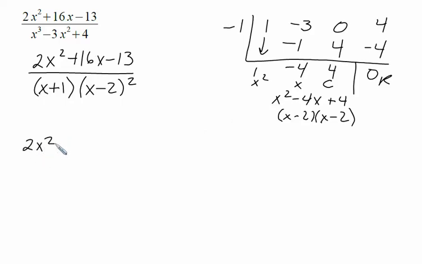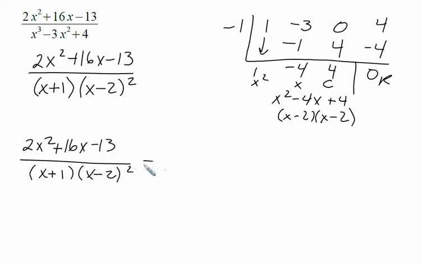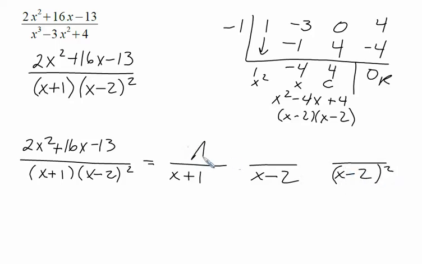So we know that 2x squared plus 16x minus 13 all over x plus 1 times x minus 2 squared is going to split into something over x plus 1, something over x minus 2, and something over x minus 2, the quantity squared. We're going to put an A, B, and C.